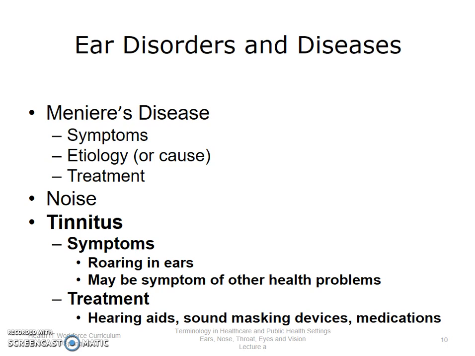Tinnitus is described as ringing or roaring in your ears, and it can affect your hearing, working, or sleeping. Causes of tinnitus include hearing loss, exposure to loud noises, or medicines you may be taking for a different problem. Tinnitus may also be a symptom of other health problems, such as allergies, high or low blood pressure, tumors, and problems in the heart, blood vessels, jaw, and neck. Treatments include hearing aids, sound masking devices, and medicines.